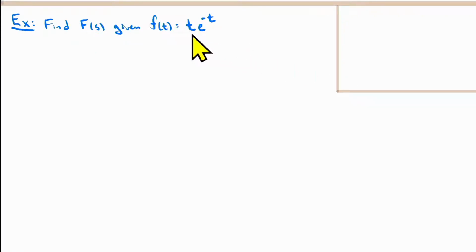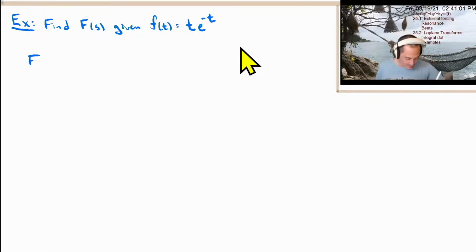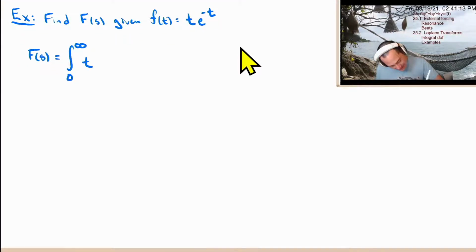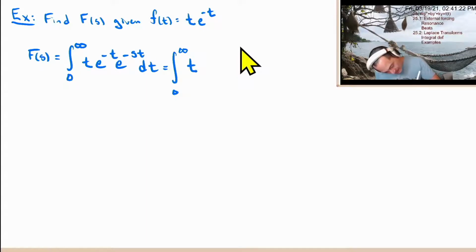Here, f of t is equal to t e to the negative t. So what does that mean that I got to do? Well, first I'll come back. I got to find F of s. What is F of s? F of s is the Laplace transform of little f of t. What is the Laplace transform? It's the integral from 0 to infinity of t e to the negative t times e to the negative st dt. In other words, the integral from 0 to infinity of t, the bases are the same, so join the exponents.